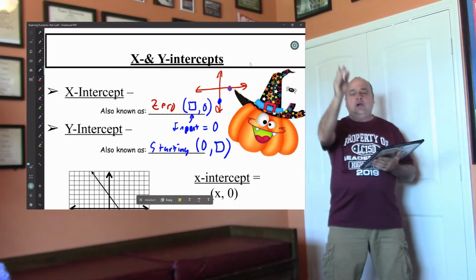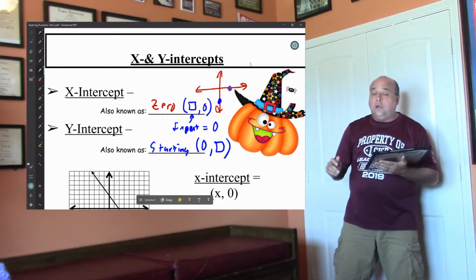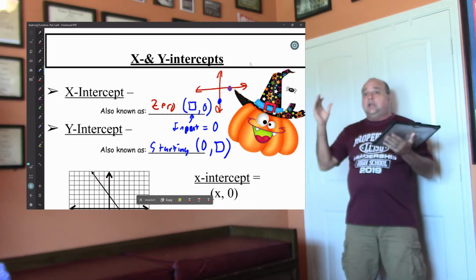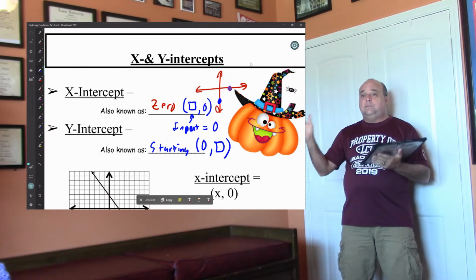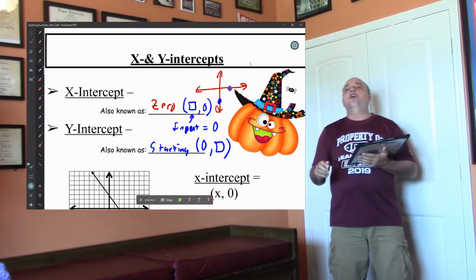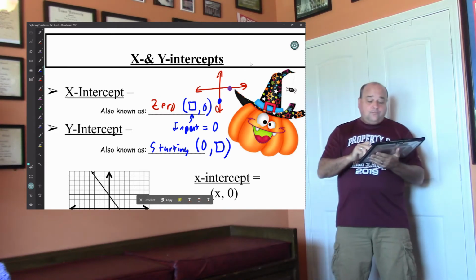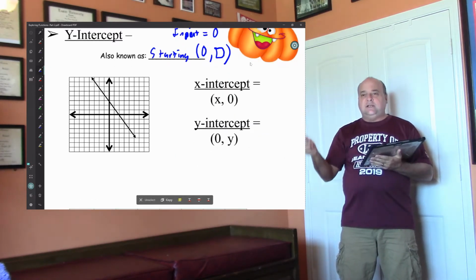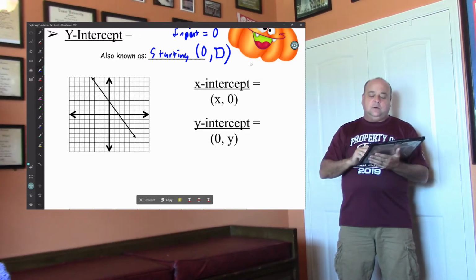Now then, let's rock and roll. These are two important points of the line. The other important point is the slope. So you need to know how to get the slope, the x-intercept, and y-intercept from the equation or graph of a line. Or even a table. Now then, let's do this one. And like I said, the x-intercept is x, comma, 0, and the y-intercept 0, comma, y.